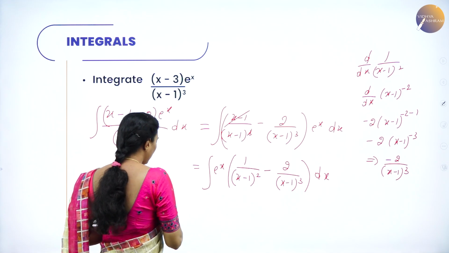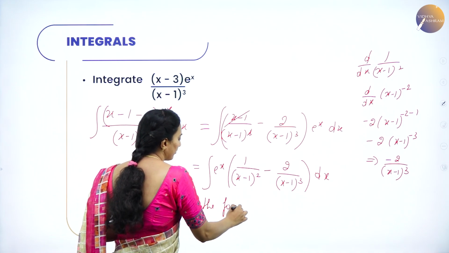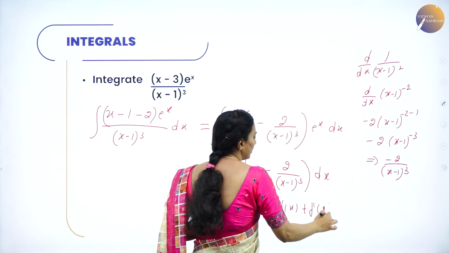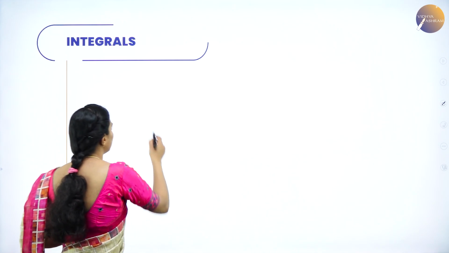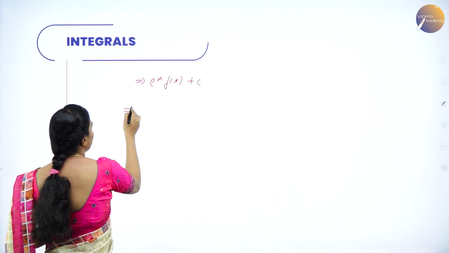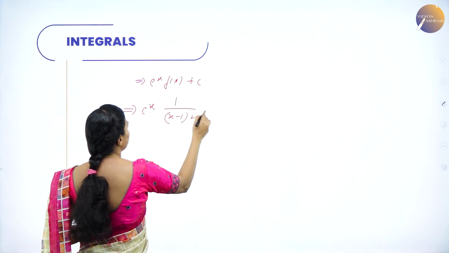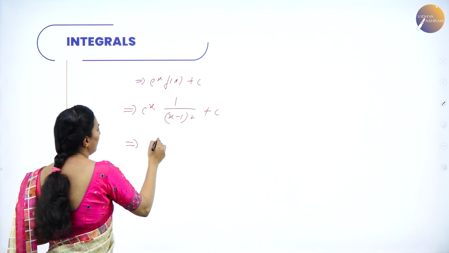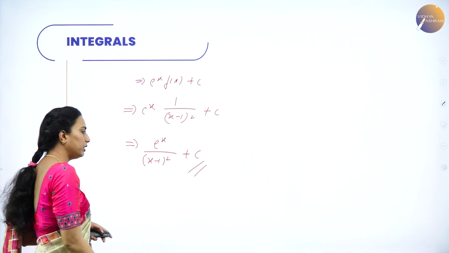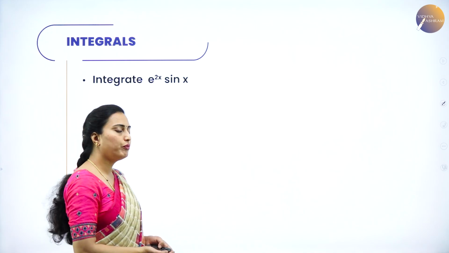Therefore, it is of the form integral of e power x into f of x plus f dash of x into dx. The answer you are going to get is e power x into f of x plus c, where f of x is 1 by x minus 1 whole squared. If you multiply the numerator with 1, e power x divided by x minus 1 whole squared plus c. 1 into e power x is e power x only, and that is your final answer. Now, we'll be moving on to the next one.